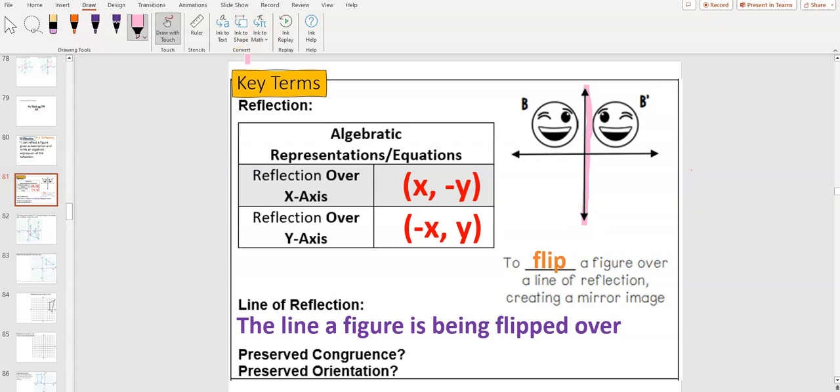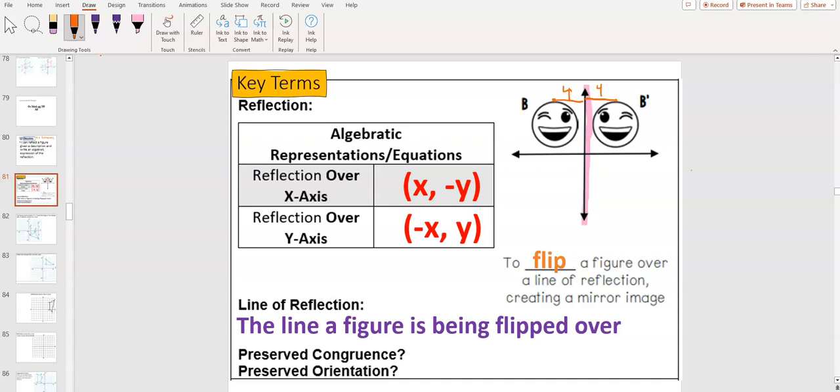That is my line of reflection. I know that this is a reflection because my shape has been flipped over. It is no longer facing the same direction. I also know this is a reflection because the distance between the line and all of the points on my shape is the same as the distance between my new image and the line of reflection.